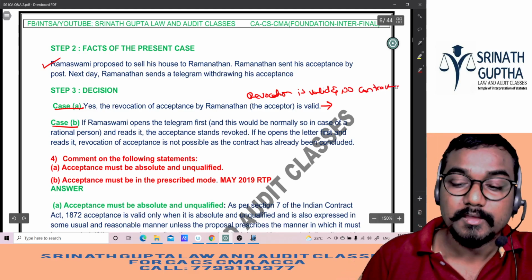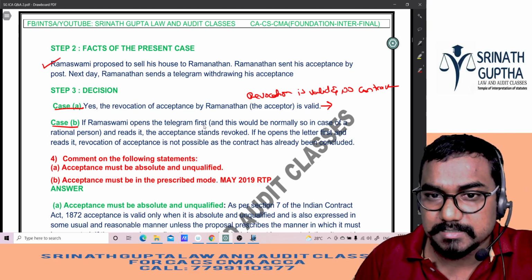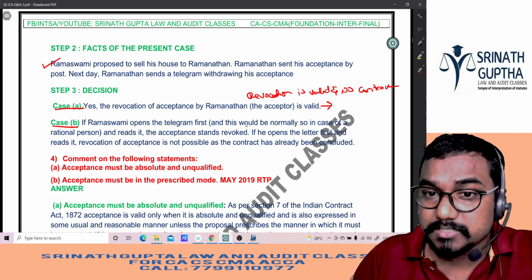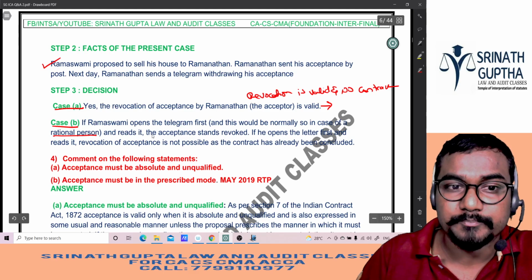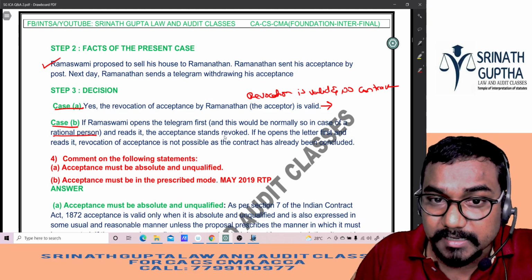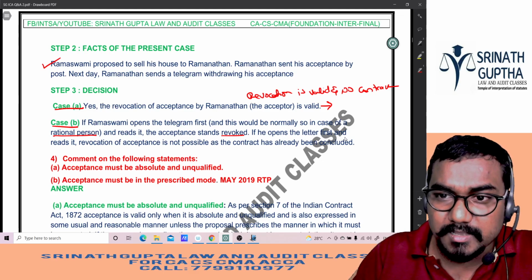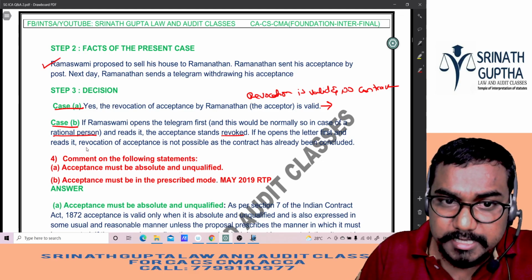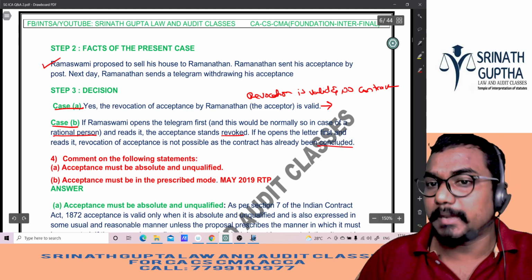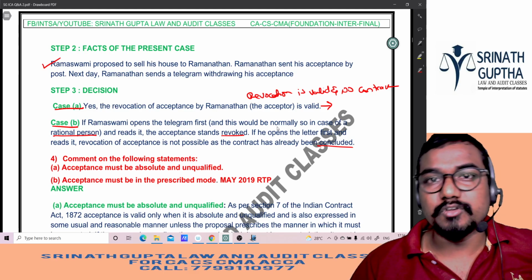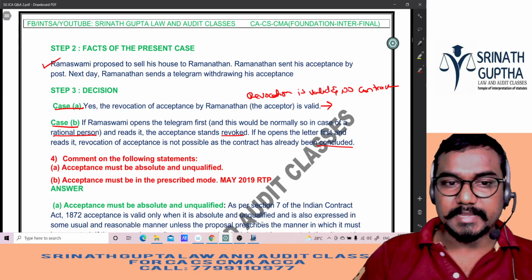For example, both reach at the same time. If Swami opens the telegram first, and this would normally be so in the case of a normal rational person, and reads it, the acceptance is revoked. If he opens the letter first and reads it, revocation of acceptance is not possible, so the contract will be concluded and binding. This is how you have to write the answer, beta. Step number 3. Clear, beta?